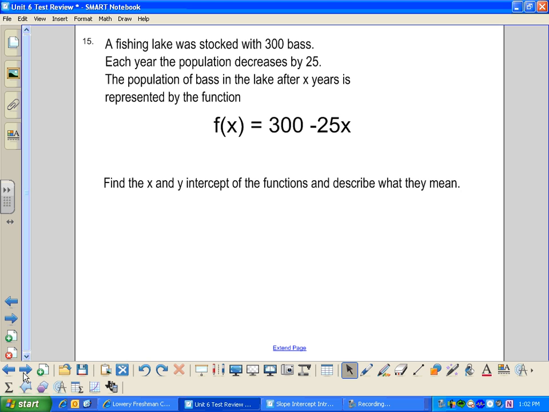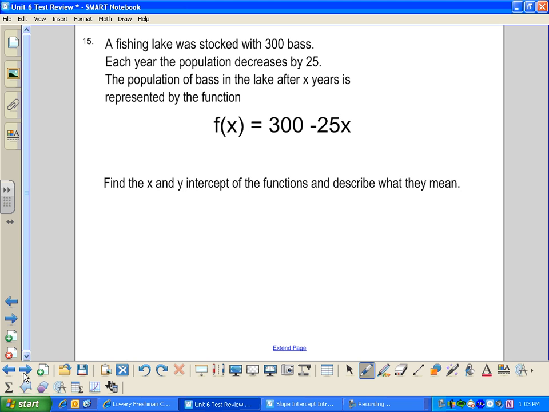A fishing lake was stocked with 300 bass. Each year, the population decreases by 25. The population of bass in the lake after x years is represented by the function f of x equals 300 minus 25x. Find the x- and y-intercepts of the function and describe what they mean.